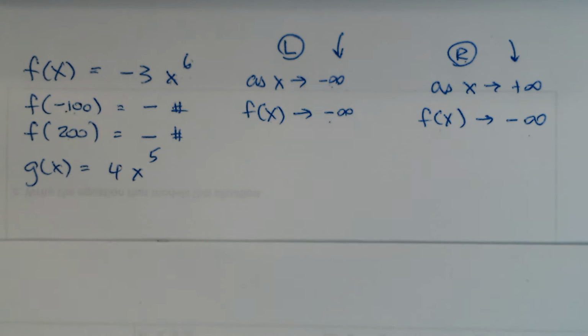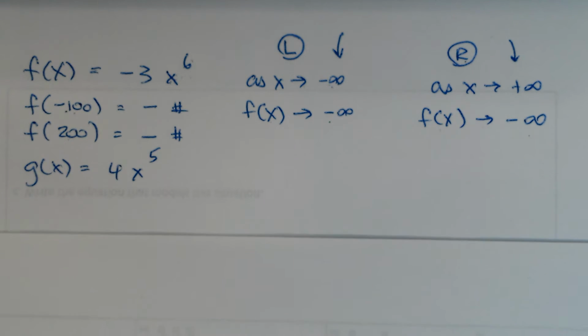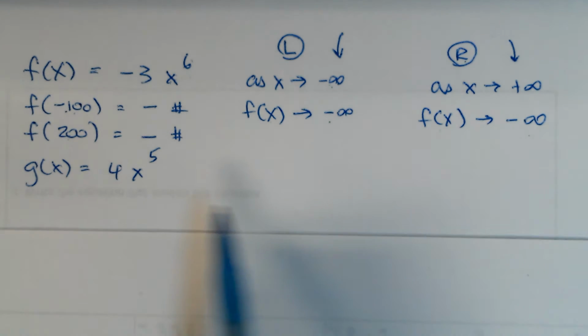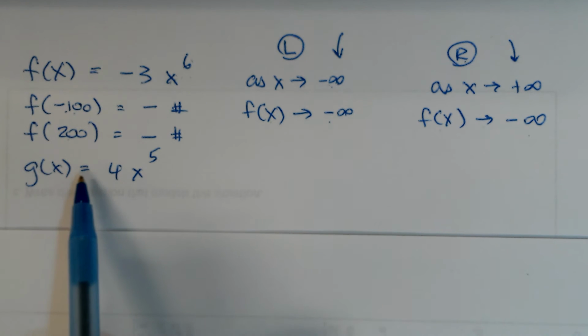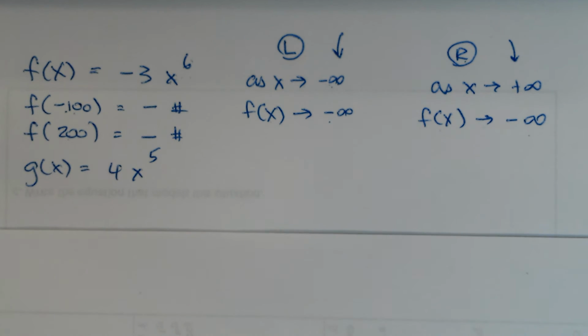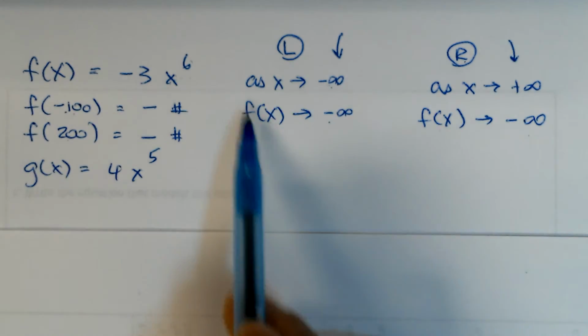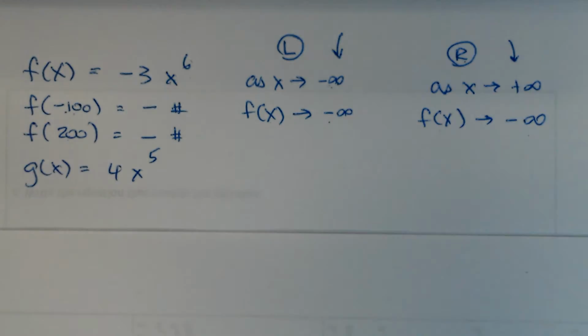So let's try this one with your neighbor, looking for the end behavior for g of x equals 4x to the fifth, and describing it using this notation.